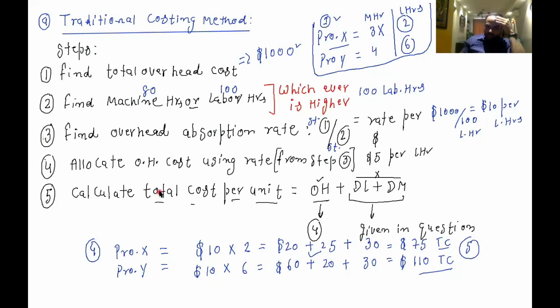Another student asked me a question: where do 25 and 30 come from? These 25 and 30 are just my example. It's just a random number, all right? These numbers will be given in your question. That's what I said. Direct material and direct labor will be given in your question. This is your overhead, and these two numbers are your material and labor that will be given in your question.